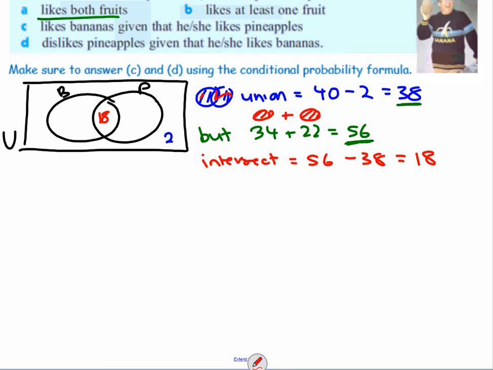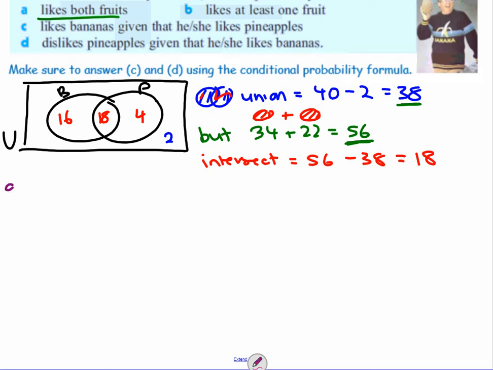Bananas, there's a total of 34 bananas. 34 minus 18, we get 16 here. And total pineapples is 22. 22 minus 18 gives us 4 here. And just check, 16 plus 4 plus 18, yes, that gives you 38. And you've got the 2 on the outside. So now let's work out those answers.